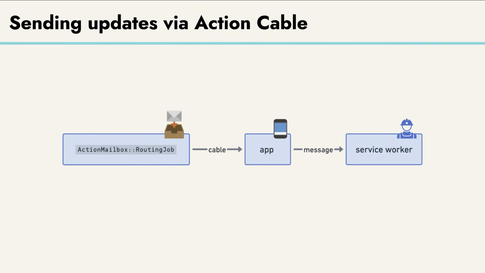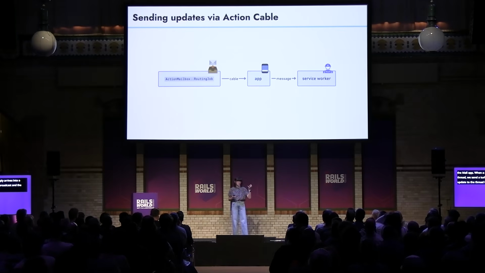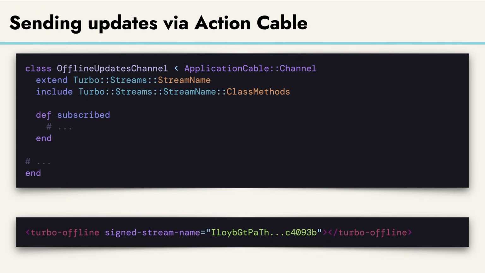Another way I did this was by sending an update via Action Cable. We were already using Turbo Streams in the mail app. When a new reply arrives into a thread, we broadcast the update to the thread in question. So if you have the app open, you will see the reply arriving there. I used the same idea, and I created a new Action Cable channel just for offline updates. Then I reused the previous custom HTML element to store the signed stream name and to manage the channel subscription.